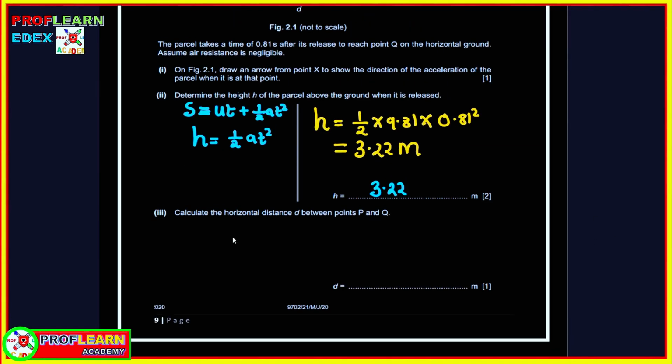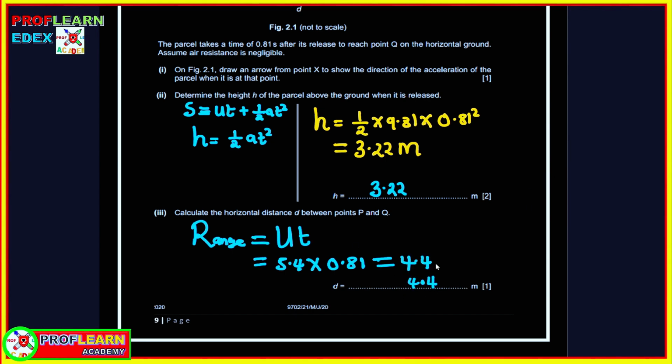To calculate the horizontal distance, which is the range, it is horizontal velocity times the time it took the parcel to land on the ground. So range is 5.4 times 0.81, and then the answer becomes 4.4 meters. 4.4 meters as our final answer.